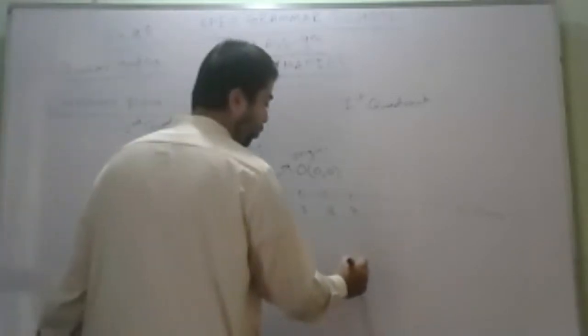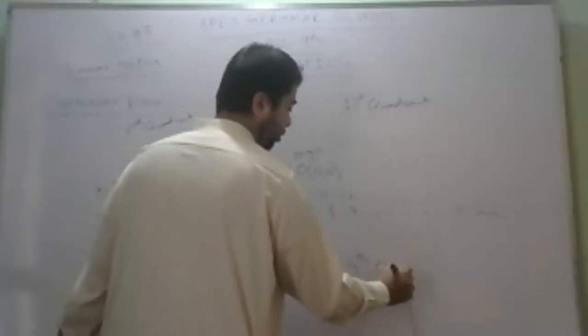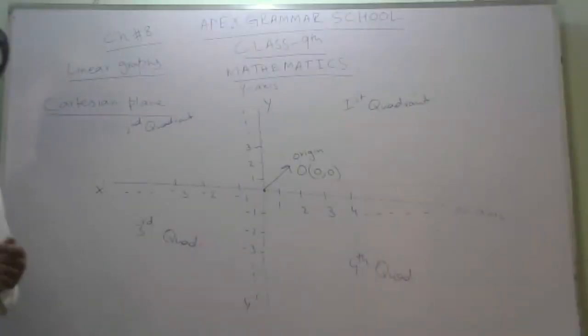And this is called the fourth quadrant. These are the 4 quadrants in which we need to plot the graph.